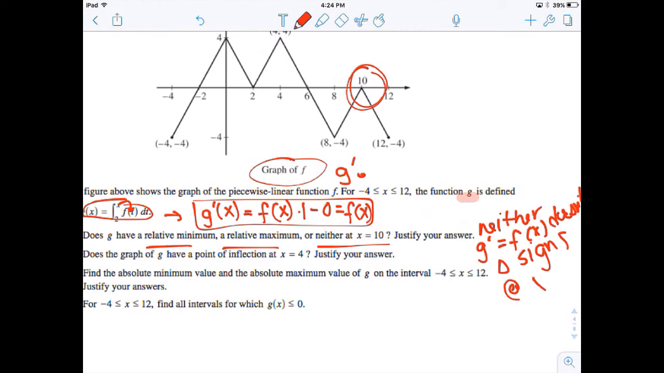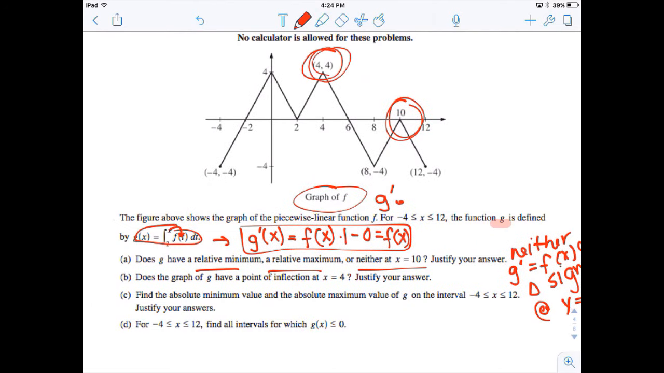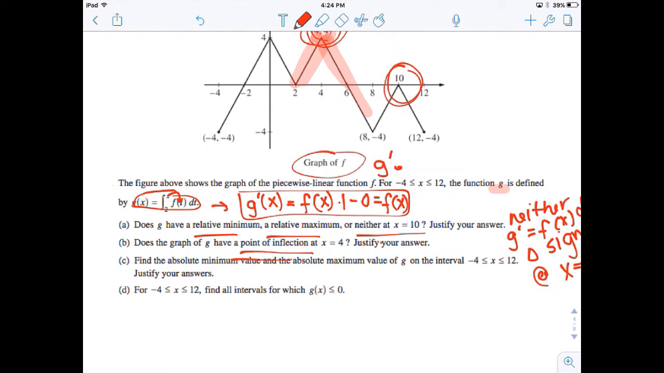Does the graph of g have a point of inflection at 4? So there's that point. Let's think about it. Point of inflection would mean g double prime changes signs, right? That's what that means. And I'm just kind of writing my thinking out, which means that g prime's slope would have to change signs. So g prime goes from a positive slope to a negative slope. And so I would say yes. And you could say a couple different things. You could say f has a relative extrema, or you could say the slope of f changes signs. And I know I'm really squishing this in.